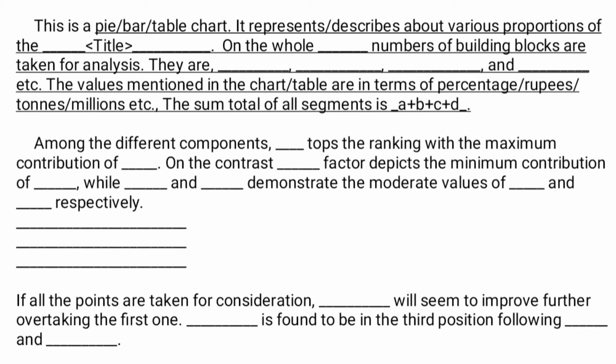So the first paragraph is like an introduction. You have to write what the chart is about, what it represents, and the different values of the segments. In the second paragraph you compare and contrast. You write about the facts given in the charts or graphs. In the third paragraph you give suggestions to improve upon. So that's how you write the answer for interpretation of graphs or charts.